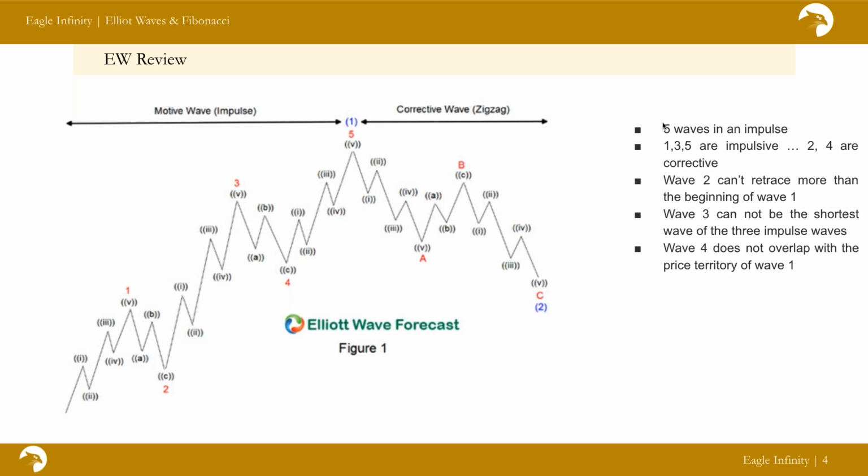So anyway, if I haven't confused you yet, let's go over the rules for an impulsive wave. The first rule is that there are always 5 waves in an impulse. The second rule is that waves 1, 3, and 5 are always impulsive, while waves 2 and 4 are always corrective. So this is wave 2. This is wave 4, corrective in nature.